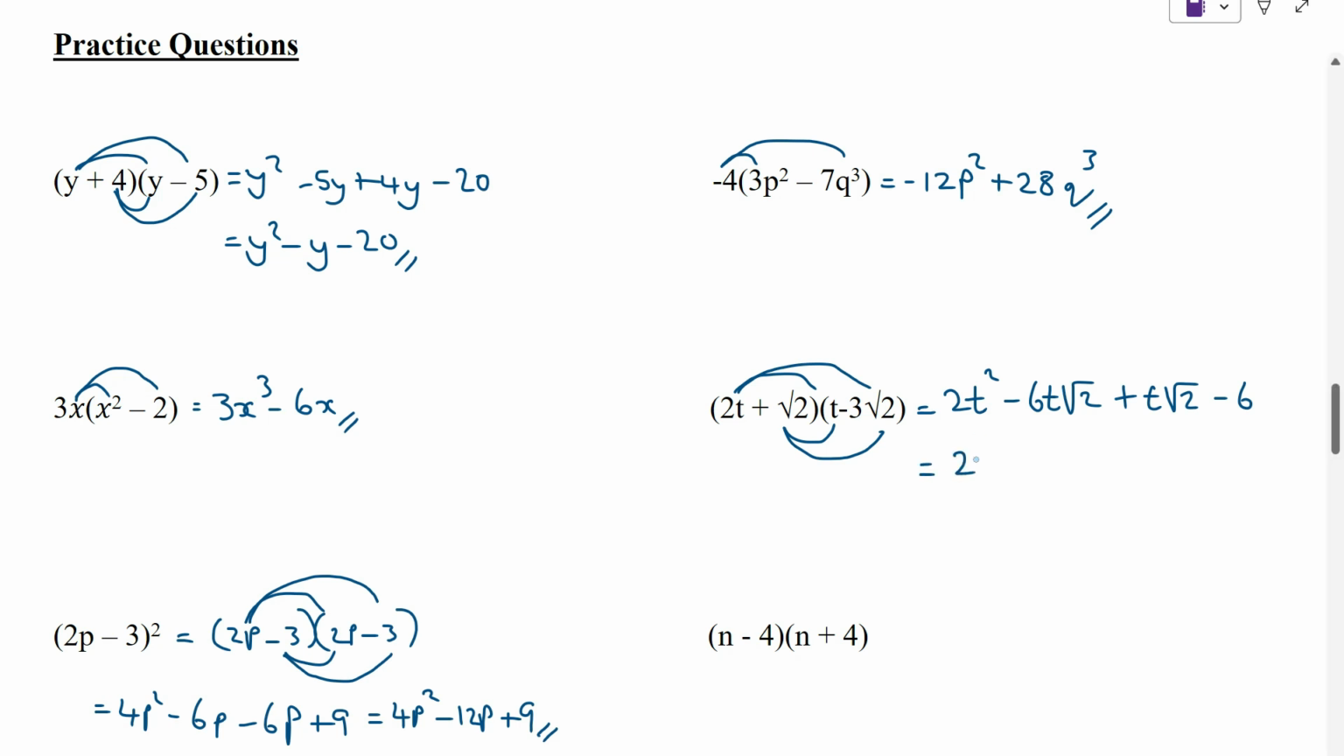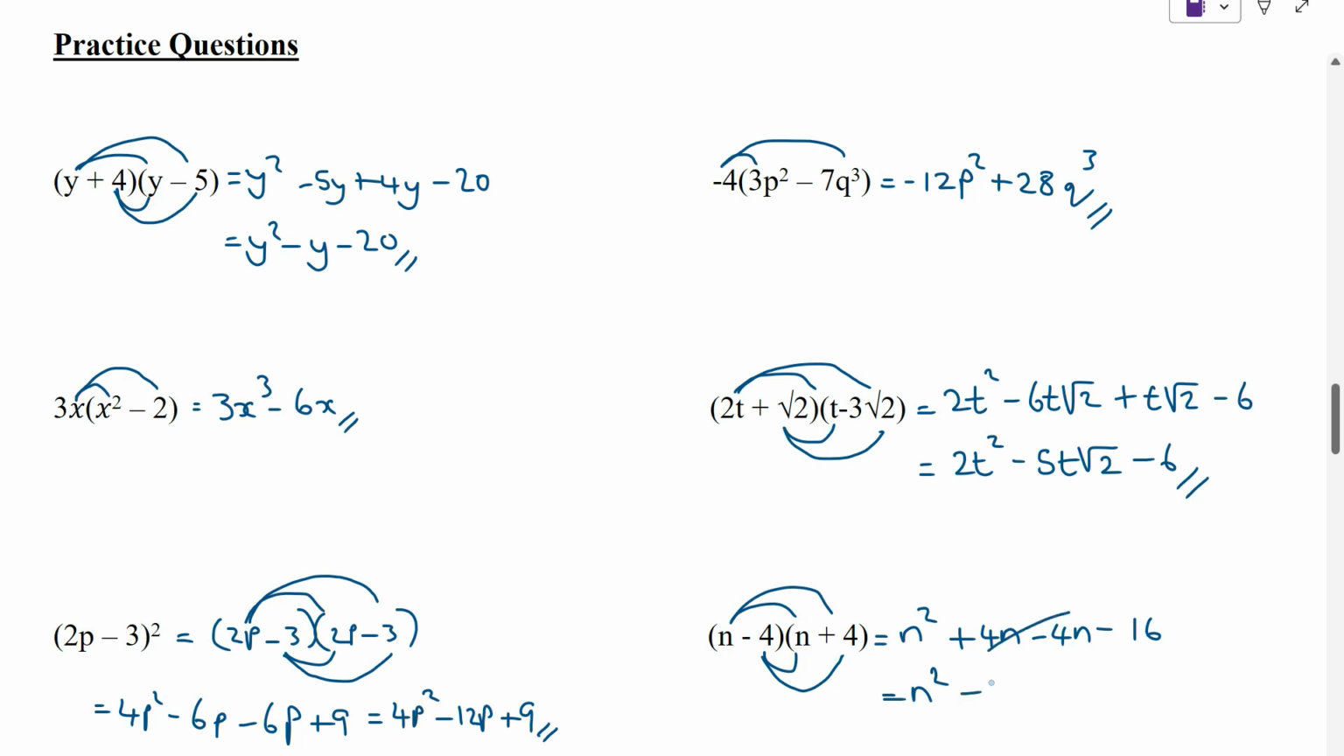If we simplify this, so our final answer. And for the last question, again, double brackets. Plus 4n minus 4n is 0, so that cancels out. And we're left with this as our final answer.